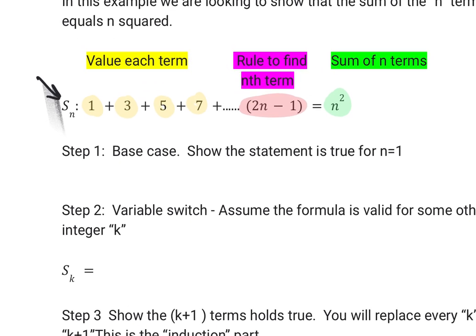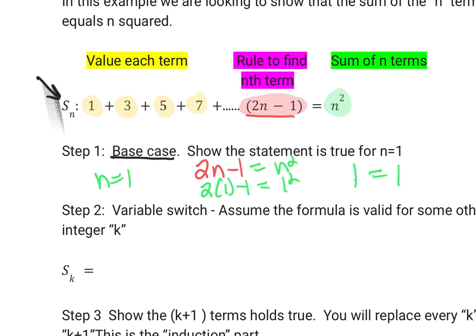So our step 1, and we are going to follow these same 3 steps every single time. Our first step is our base case. That was what we talked about with our base case. Show that the statement is true for n equals 1. What that means is that this 2n minus 1 equals n squared. We're going to show it's true when n equals 1, right? So we're going to put 1 instead of n. And 2 times 1 is 2, minus 1 is 1. 1 squared equals 1. 1 does, in fact, equal 1.